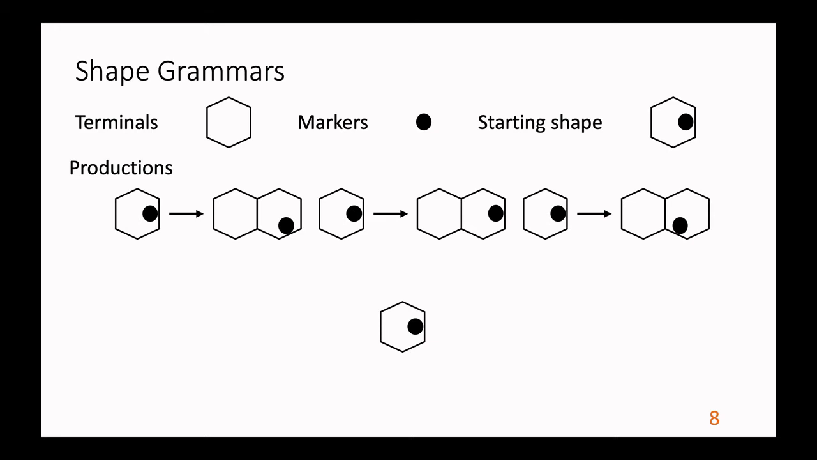It's something like this. For example, we start with the starting shape with the first production. We can now obtain this picture. You see now that the dot, the marker, is rotated, so we need to rotate also the production, and we obtain something like this, and we can continue on, and with this specific shape grammar, we can obtain a honeycomb pattern like this.